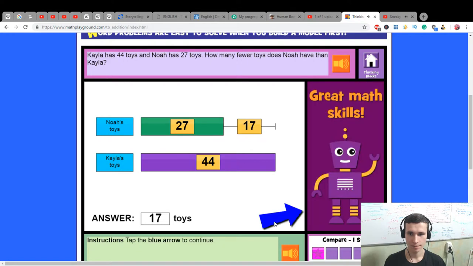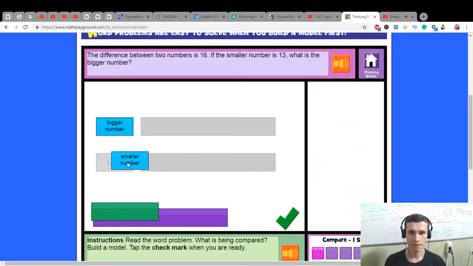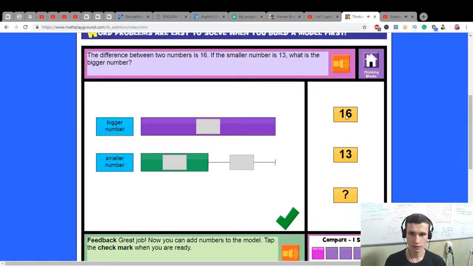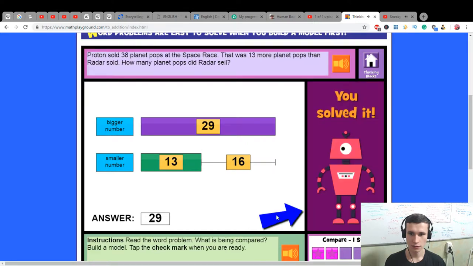17. Great math skills. Okay, the difference between the two numbers is 16. Now, if the smaller number is 13, what is the bigger number? 29 will be. The difference is 16, the smaller is 13. 29. Good, you solved it.